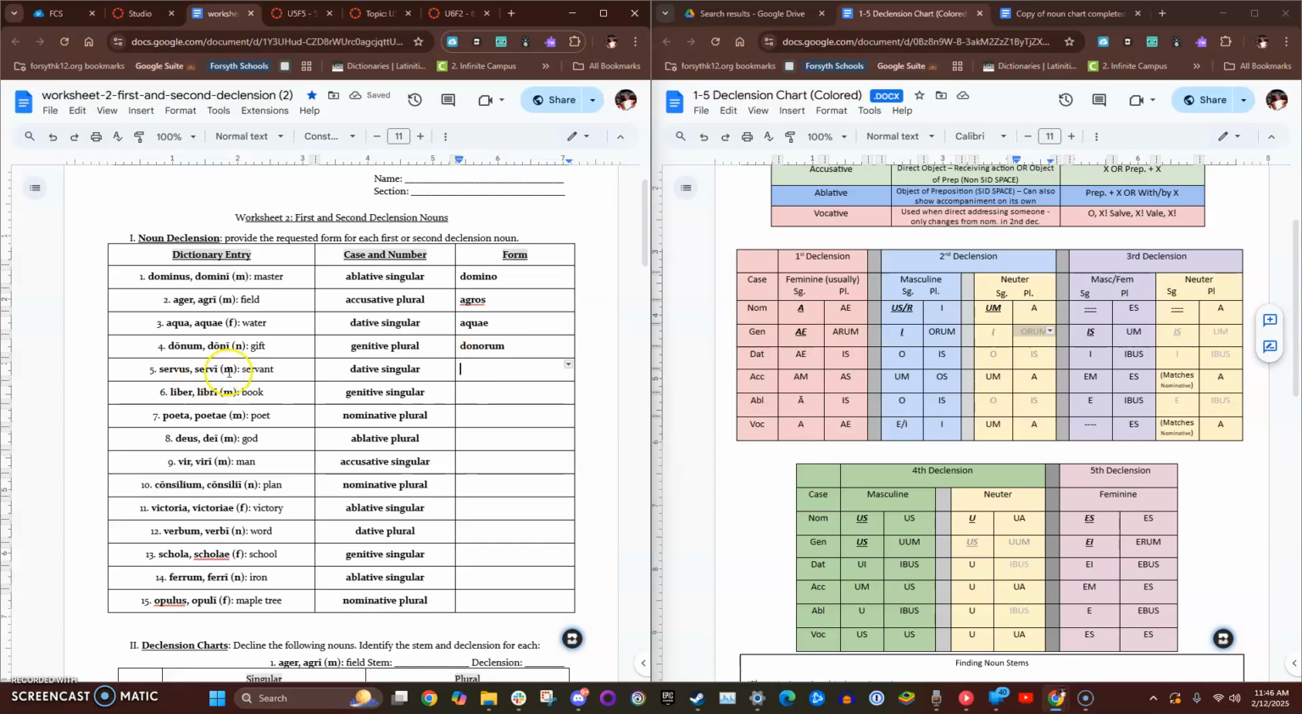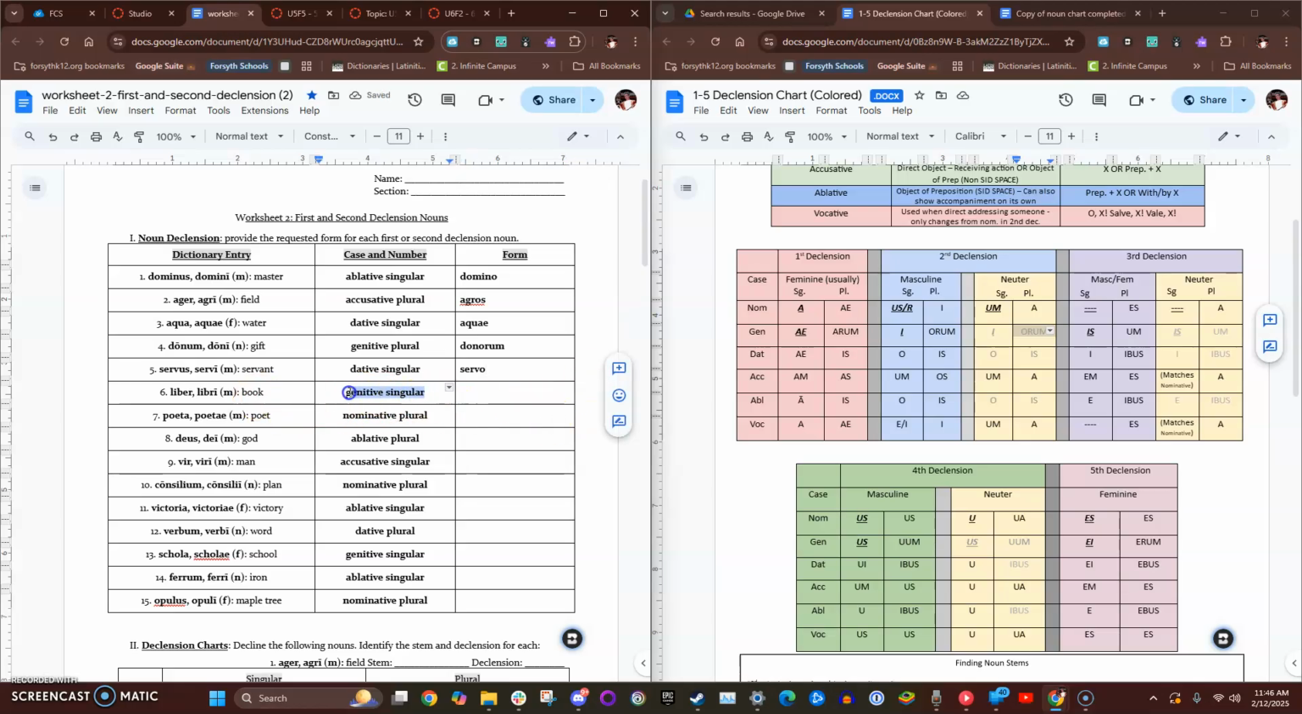Servus, servi. Once again, second declension because of the I here. I need to make it dative singular. Servus, servi, the US in the first tells me it's second declension masculine, and so does this M here. So I'm going to be using the blue. So second declension blue, US, I, O. Nominative, genitive, dative. So servi becomes servo.